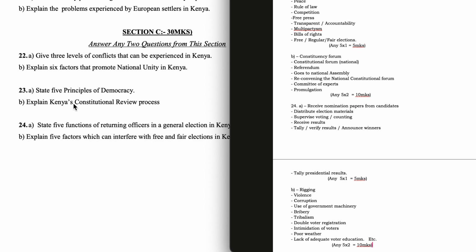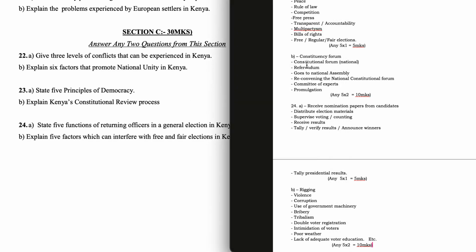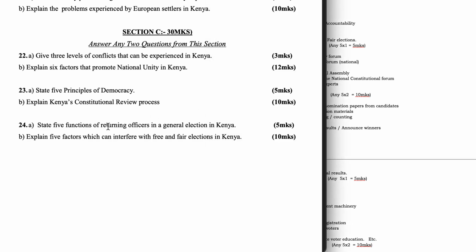Question 23b. Explain Kenya's constitution review process. You have to explain. There is constituency forum, National Constitutional Forum, referendum, goes to National Assembly, reopening the National Constitutional Forum, Committee of Experts, and promulgation. Question 24. State 5 functions of returning officers in the general elections in Kenya.